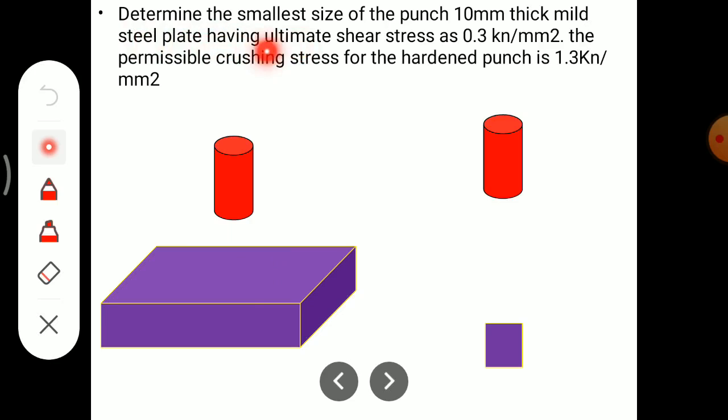Okay, the first one is what we have: ultimate shear stress 0.3 kilonewton per mm square, and the permissible crushing stress for the hardened punch is 1.3 kilonewton per mm square. Now here is the punching process. This is the punching process.